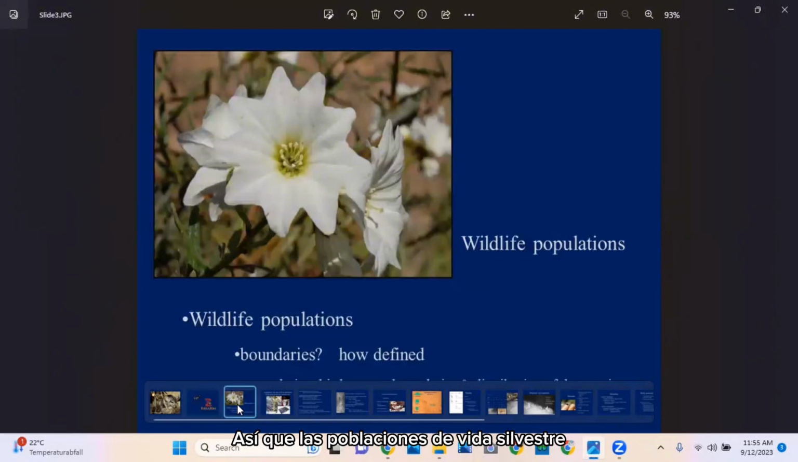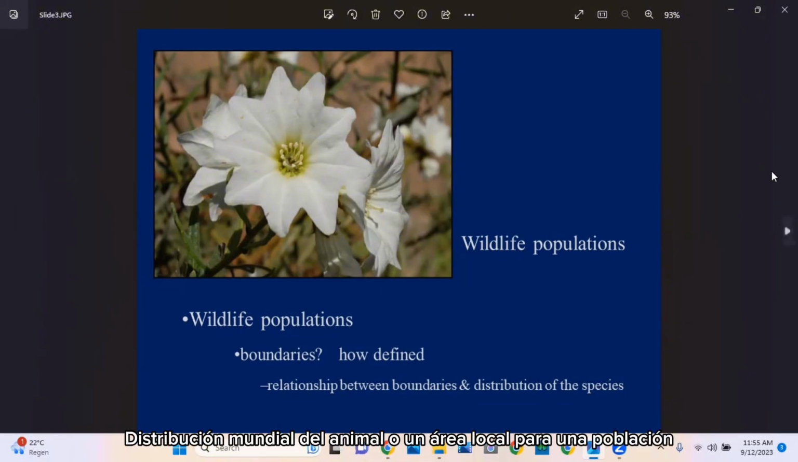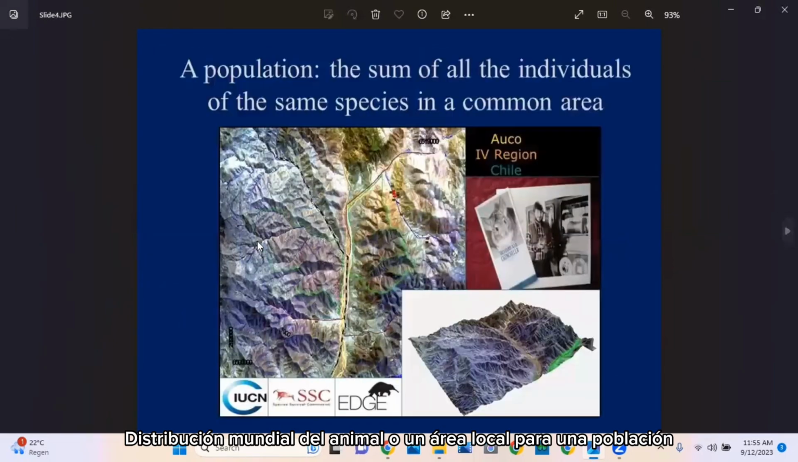So wildlife populations. We want to talk about how do we define a population? Where are the boundaries? Are we looking at one little area, or are we looking at the worldwide distribution of something, the entire worldwide distribution of the animal, or a local area for a population? So I see the chinchillas in Alcoa as one population in this local area on these mountains.